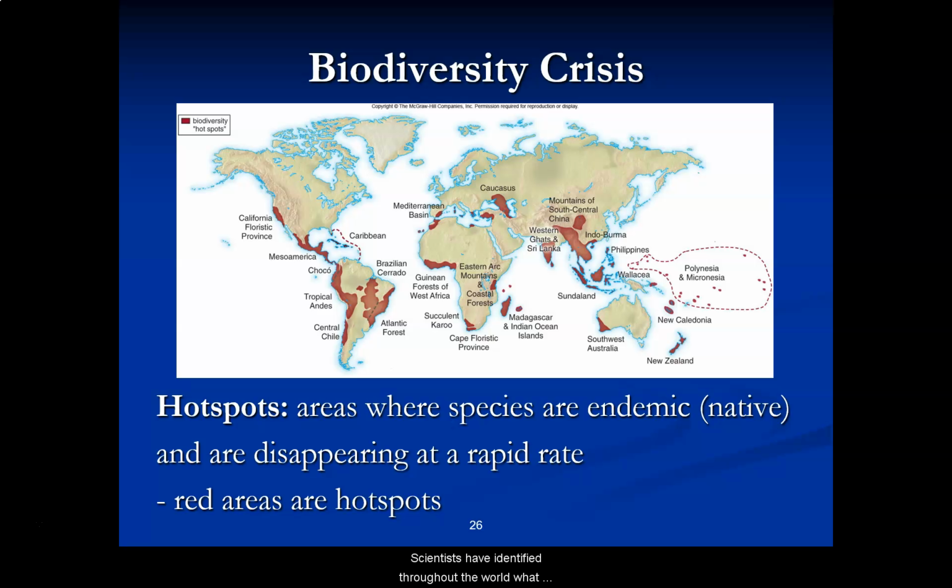Scientists have identified throughout the world what are called hotspots. A hotspot is an area where species that are endemic, that are native, are disappearing at a rapid rate. Red areas on the map here are hotspots. So there are hotspots found within the rainforest, hotspots found within the west coast of the United States, some within Mexico, and parts of Asia. And these are areas where nature is being destroyed and it's threatening species found within these environments.